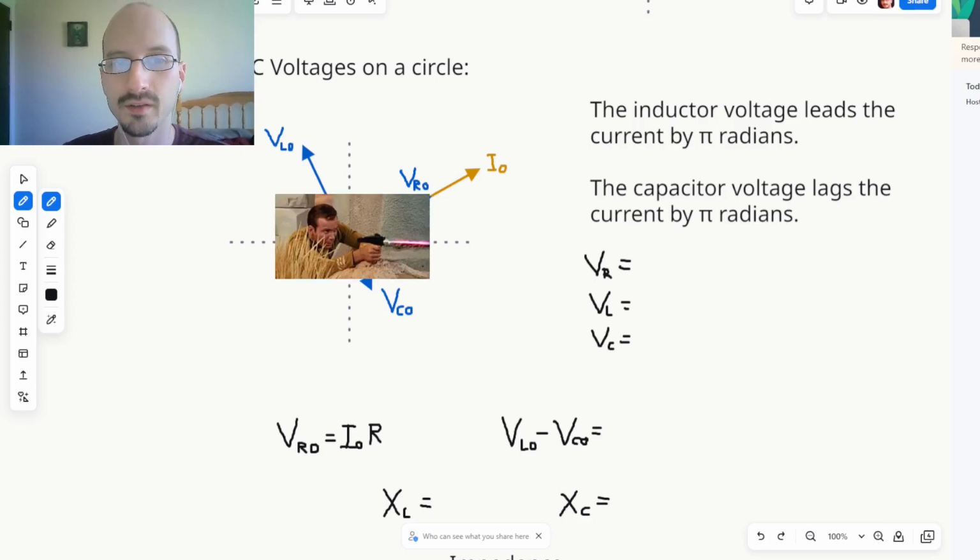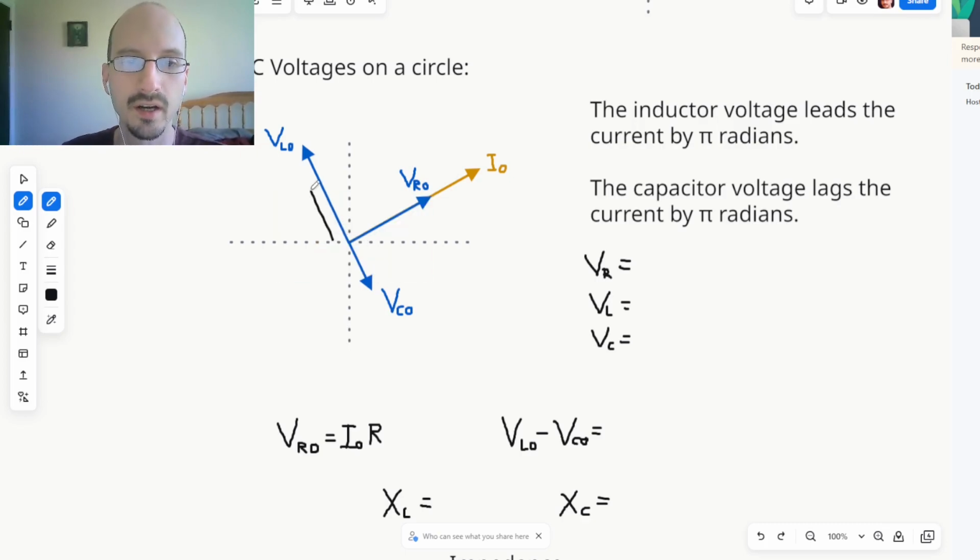So on this phasor diagram, the inductor voltage and the capacitor voltage point in opposite directions, and they're both 90 degrees from the resistor voltage. That means when the resistor has maximum voltage, the inductor and capacitor have 0 voltage, and when the inductor and capacitor have maximum voltage, the resistor has 0 voltage.